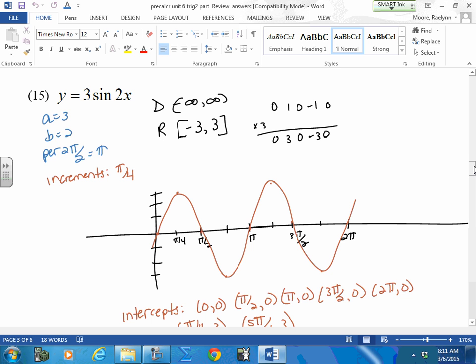And these increments, this just says where your quadrants go. Every 45 degrees, I hit one of your cycles. Your 0, your 1, your -1, your 0. You should be able to graph this.